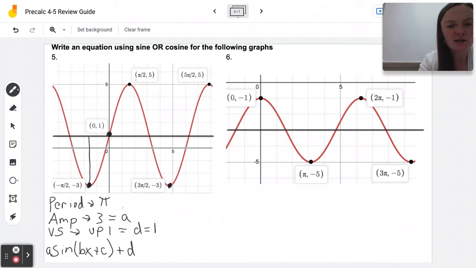Some more information, phase shift. I'm going to claim that there is no phase shift because we didn't move left or right. And horizontal, I think we did it all. Period, amplitude, vertical, phase shift. So I think we're good.